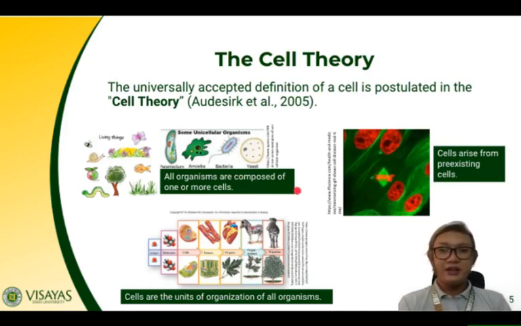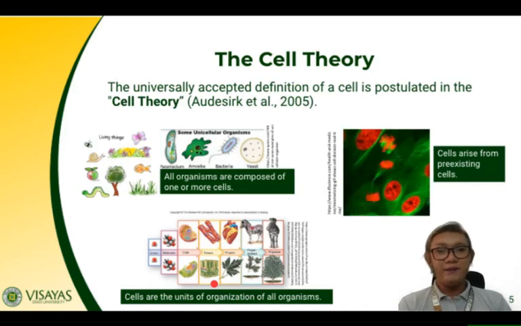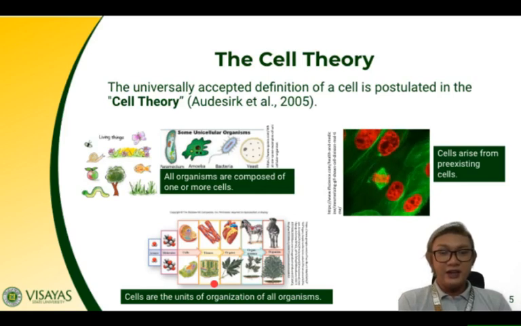Another postulate of the cell theory is that cells are the units of organization of all organisms. So just like in our society, we know that the family is the basic unit of society. So in every living organism, the basic unit of life, as we defined earlier, is the cell, because the cells are the ones being organized to become an organism.